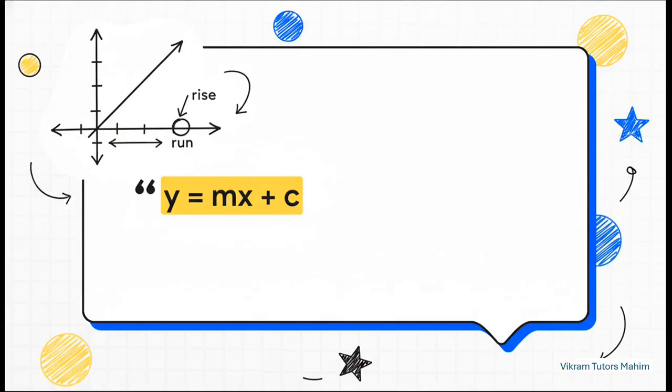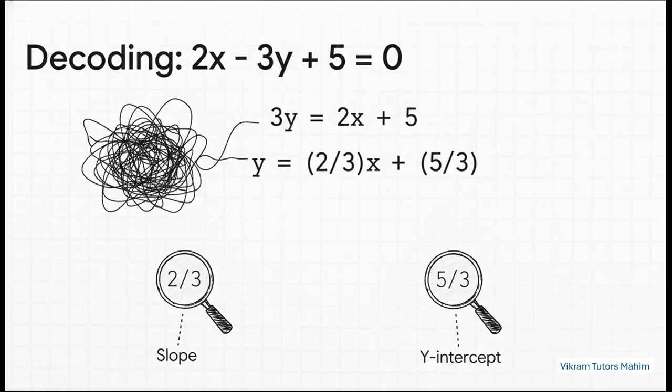y = mx + c. This beautiful, elegant little formula is the universal blueprint for any straight line you can think of. In this code, the letter m always stands for the slope, and the letter c always stands for the y-intercept. It's that simple.